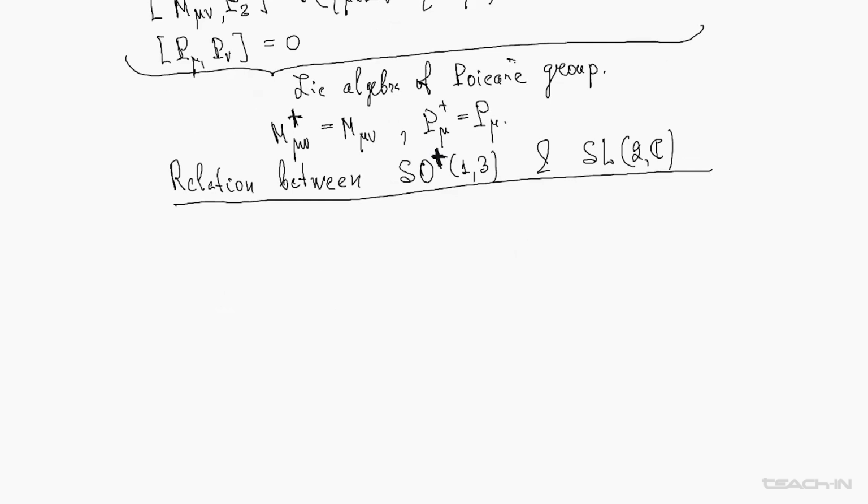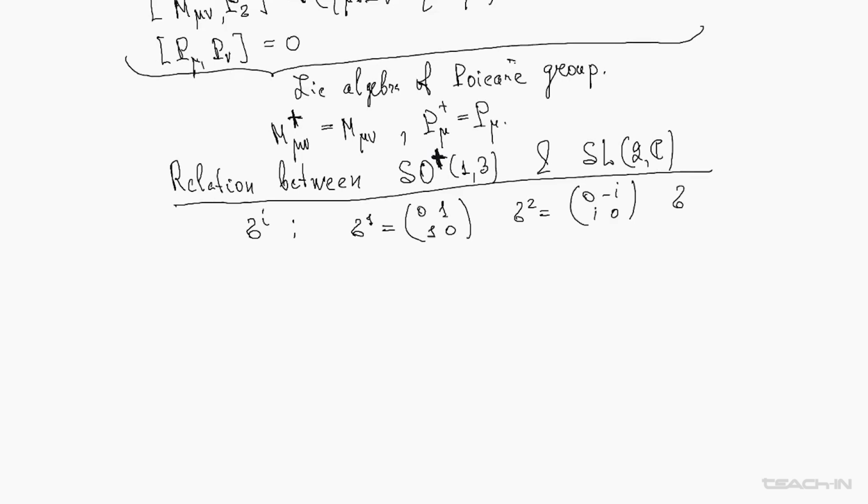We have three Pauli matrices, sigma i. You know them, I think, very well from quantum mechanics. There is sigma 1, which is 0, 1, 1, 0. There is sigma 2, which is 0, minus i, i, 0. And there is sigma 3, which is 1, 0, 0, minus 1. These three Pauli matrices can be combined with the unit matrix, sigma 0, which is just a unit 2x2 matrix.